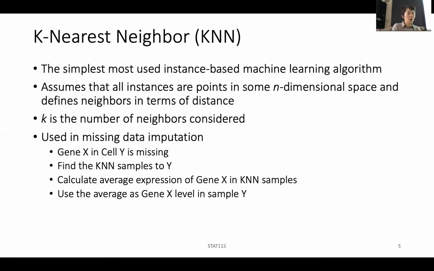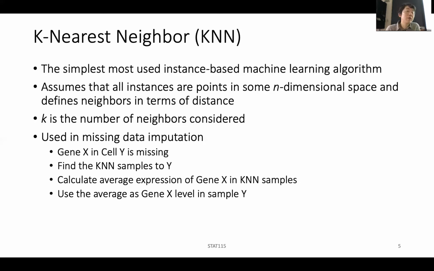You can use all the remaining genes, ignoring the gene that's missing, to calculate their correlation, their distance, to see whether they are really similar. And you find the 3 or 5 samples that are most similar to this one. After you find the K nearest samples, you can calculate the average expression of gene X in those K samples. Let's look at the gene in those 3 samples and take their average, and use it to fill in the missing value in this particular condition.